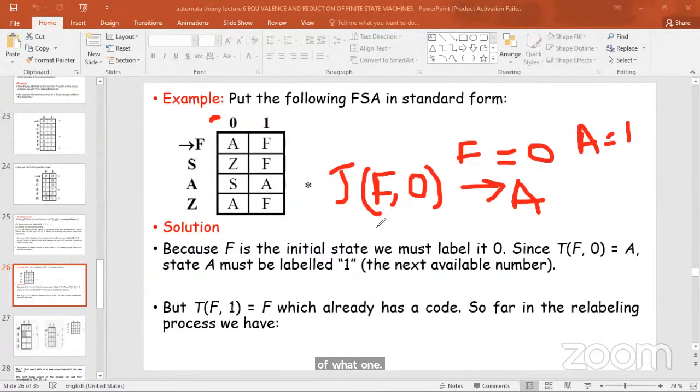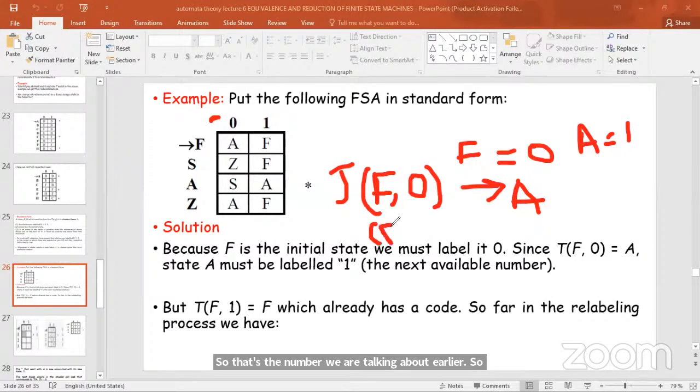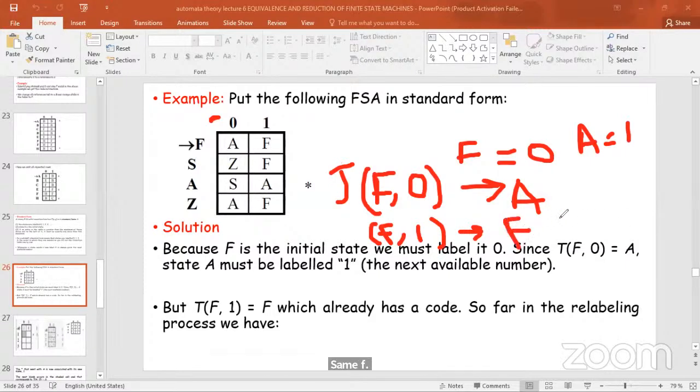So the next thing you consider is that you are still at F. You receive the value of 1. Where do you move to? Same F. You move to F. Good. But F has been given the value of what? 0 initially. Do you get that now?